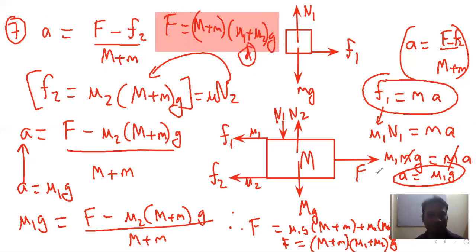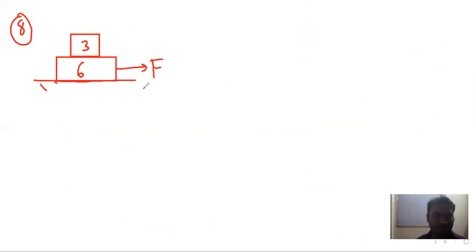Now, next question, question number 8. In question number 8, we have a similar situation in which we have two blocks. Let us say this is 3 kg, this is 6 kg, and the applied force is capital F. They are kept on a horizontal surface. Now, in this case, the coefficient of friction between A and B is 0.4, and we want to find the horizontal force to move without separation. So let us see how to solve this question.